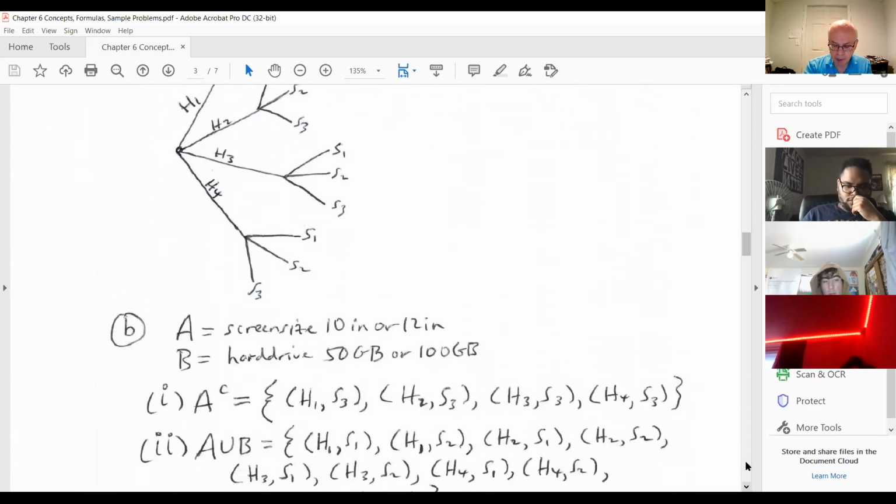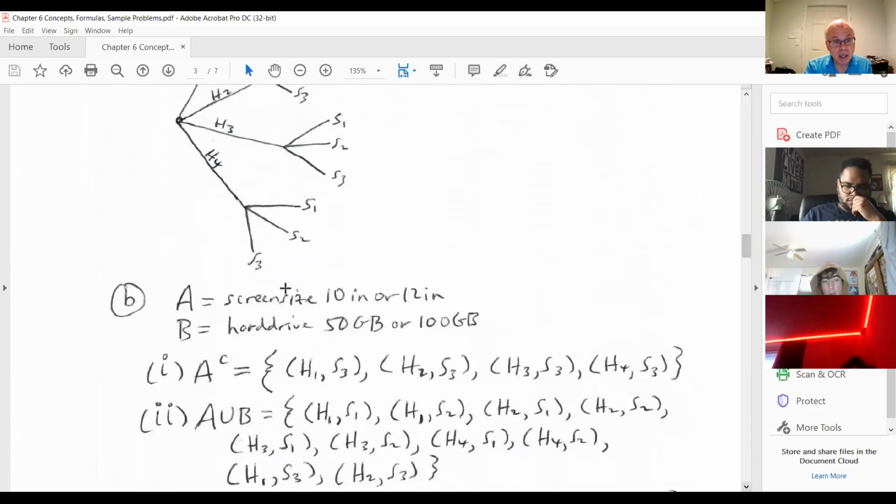And then they define events A and B in the problem. A is the event that the order is for a laptop with a screen size of 12 inches or smaller. Event A, screen size 10 inches or smaller, and event B is hard drive 100 gigabytes, or it says at most 100 gigabytes, at most. Now, by the way, if they say 12 inches or smaller, or at most 100 gigabytes, it means the same thing, doesn't it? At most and less than or equal to mean the same exact thing.